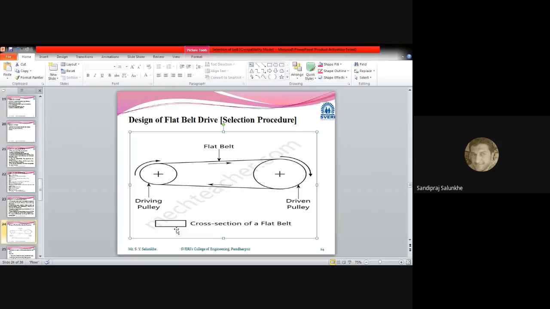A normal cross section which is used for the flat belt is this rectangular one, where T is the thickness of the belt, and B is the width of that belt, which may vary according to the requirement.